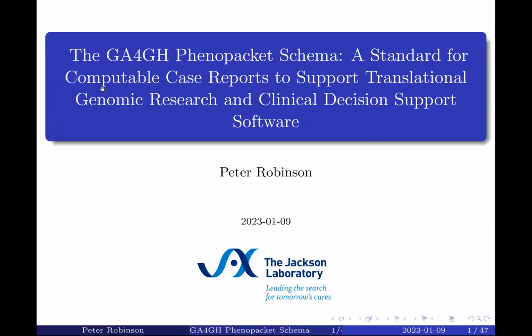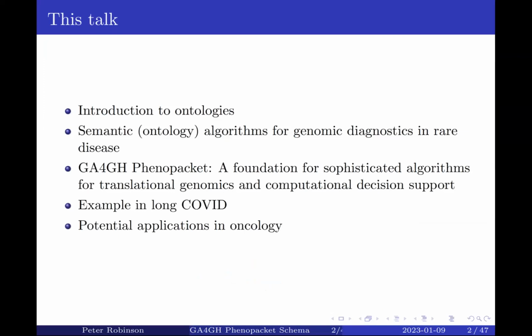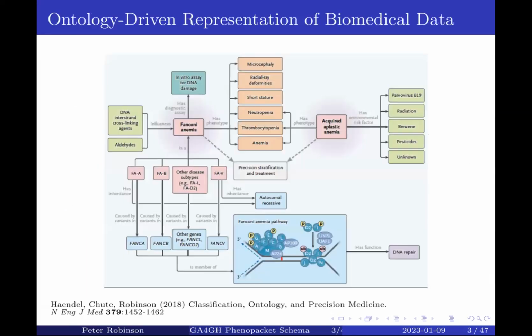So yeah, what I'd like to do today is to introduce the Global Alliance for Genomics and Health, GA4GH Phenopacket schema, and show you some use cases in rare disease, long COVID, and oncology. But before I do that, I'd just like to give an introduction to ontologies, which are one of the essential building blocks of the schema, and to show how semantic or ontology algorithms can be used to assist in the diagnostic yield in rare disease.